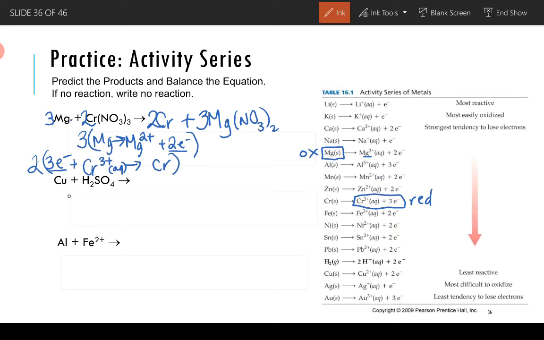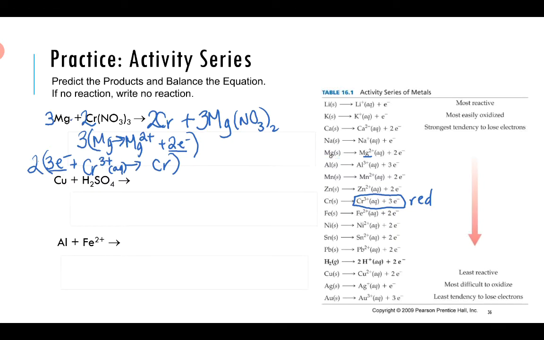So for our next one, we have copper and sulfuric acid. And so copper is down here. Copper would change into copper 2+ aqueous plus 2 electrons.